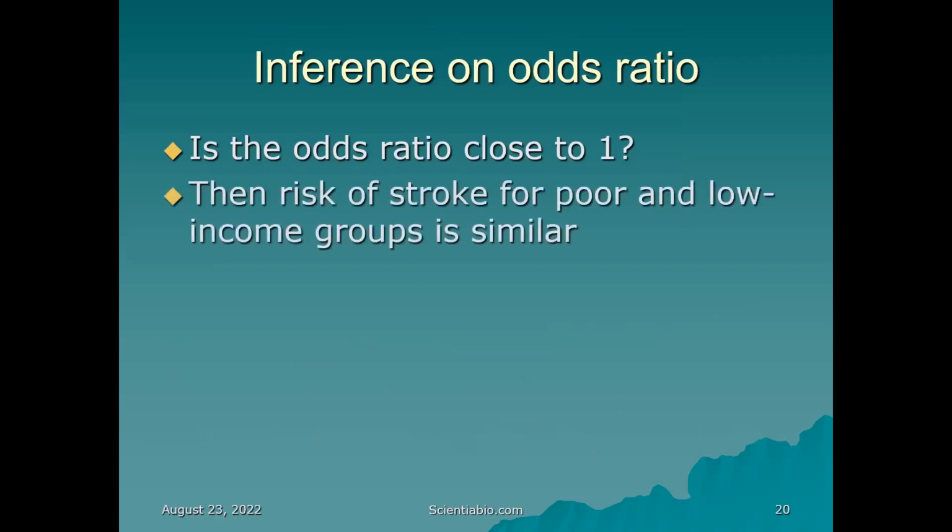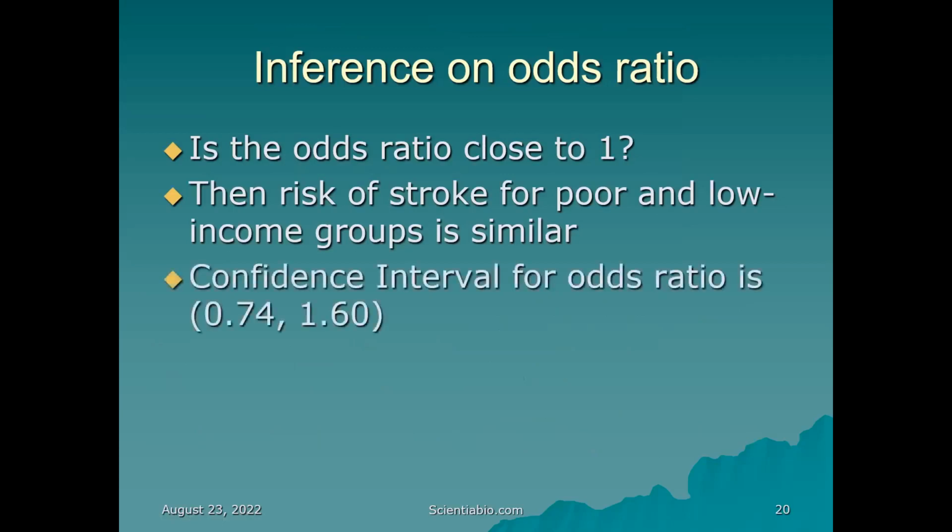If the odds ratio is close to 1, then the risk of stroke for poor and low income is similar. Now we find the confidence interval. How do you find it? That's mathematically a bit complicated. Software will give it to you. In this case, it is 0.74 to 1.6. So the true odds ratio is somewhere between 0.74 and 1.6. So 1 is a plausible value.